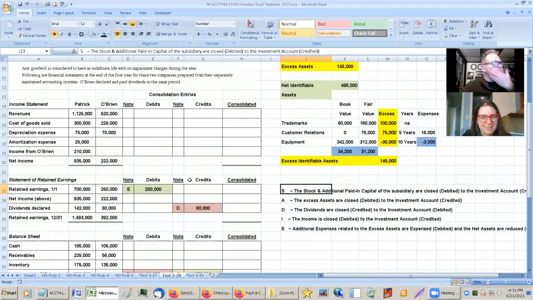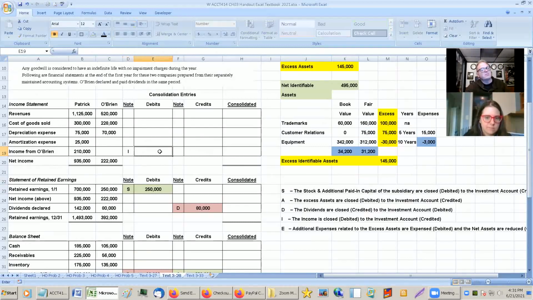All right. So we got to get rid of the income. So there's the income. It is a credit. It's money coming in. So we get rid of the debit.